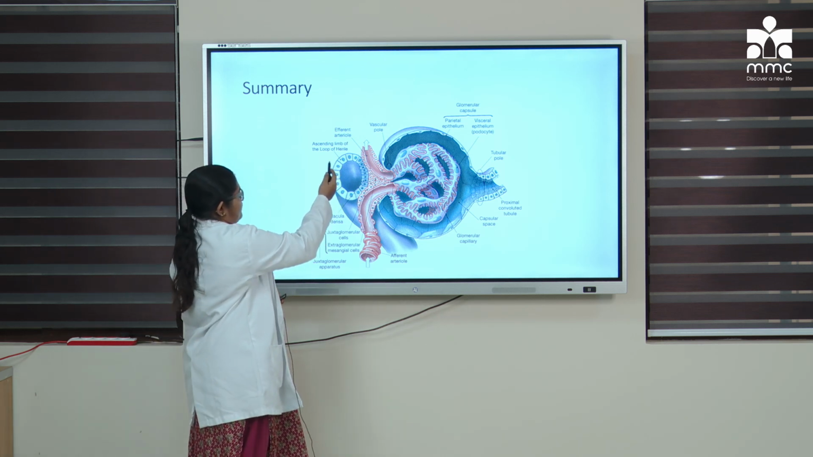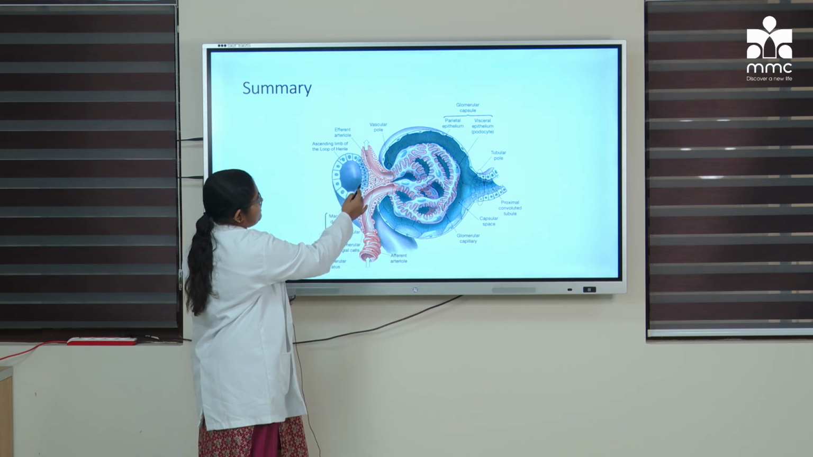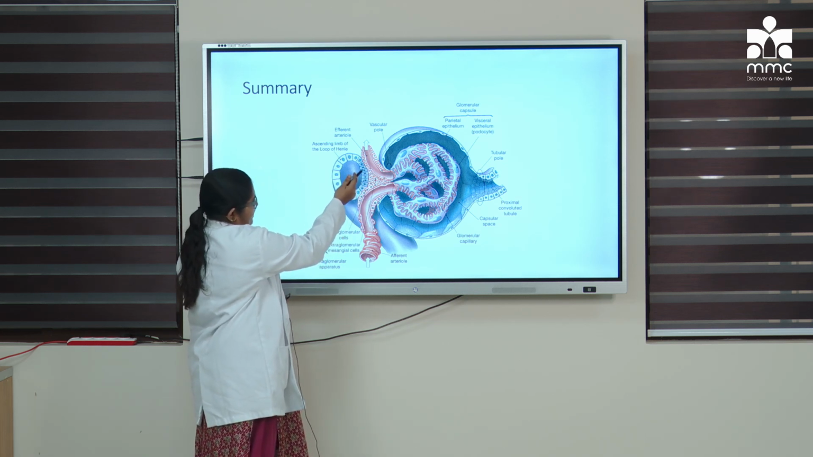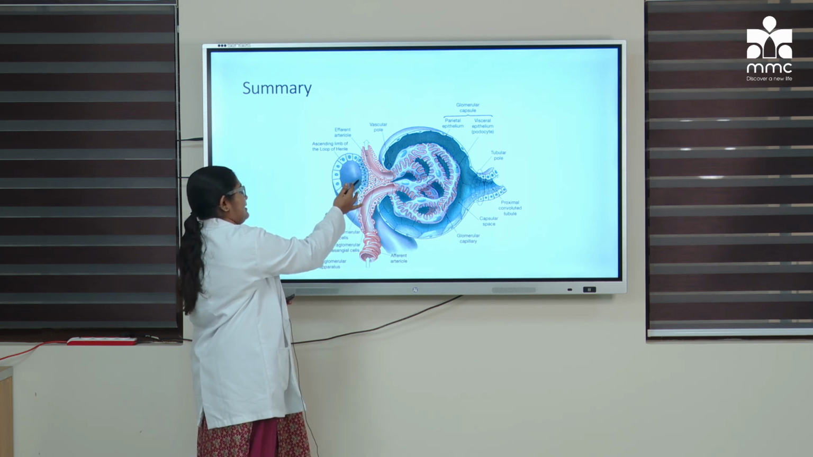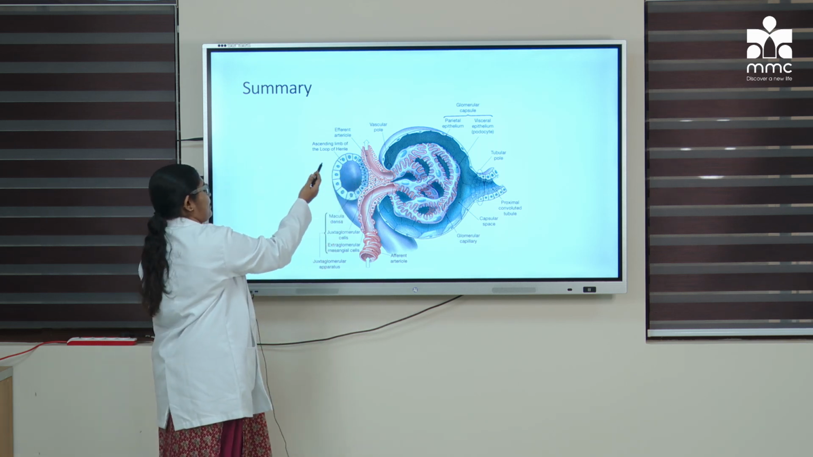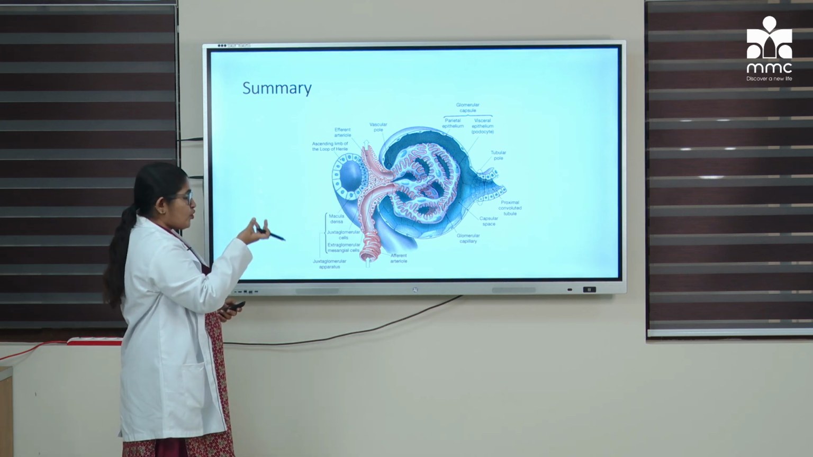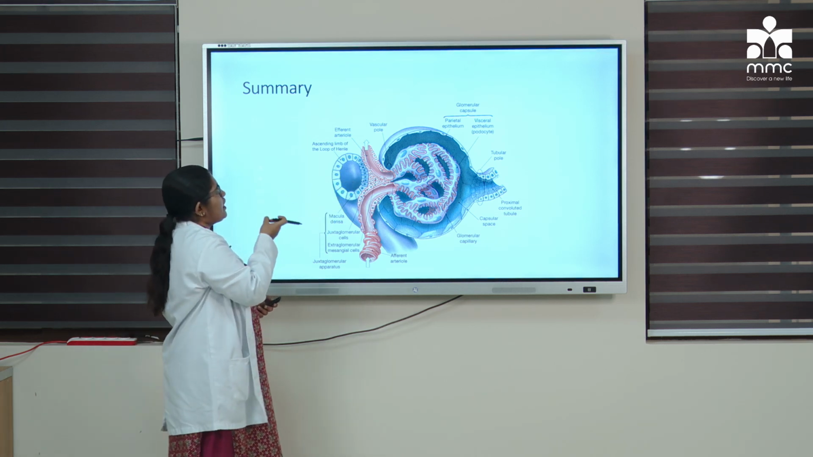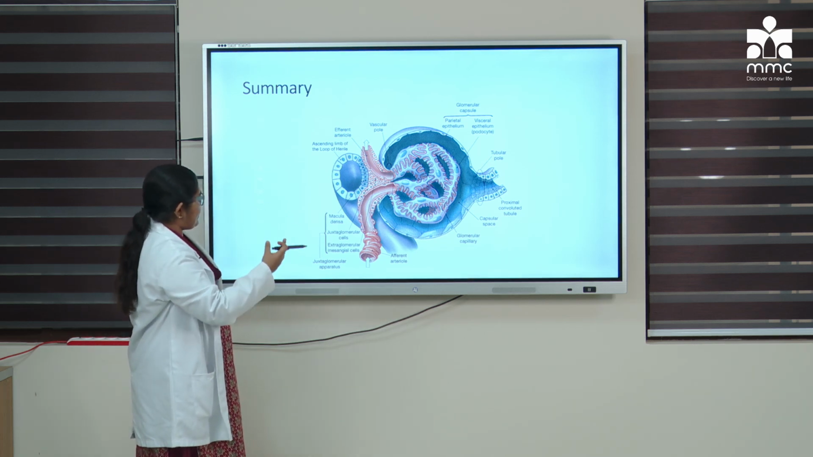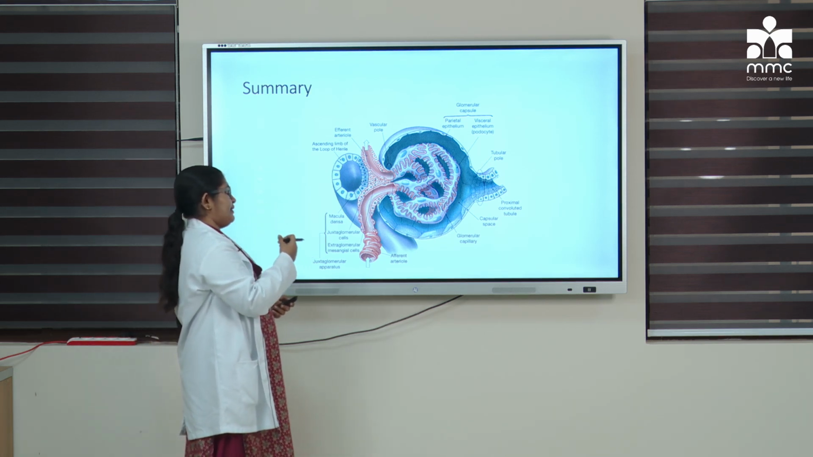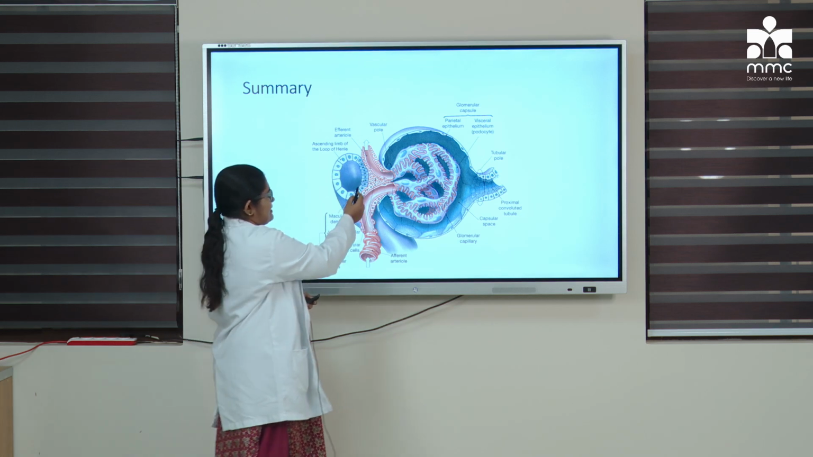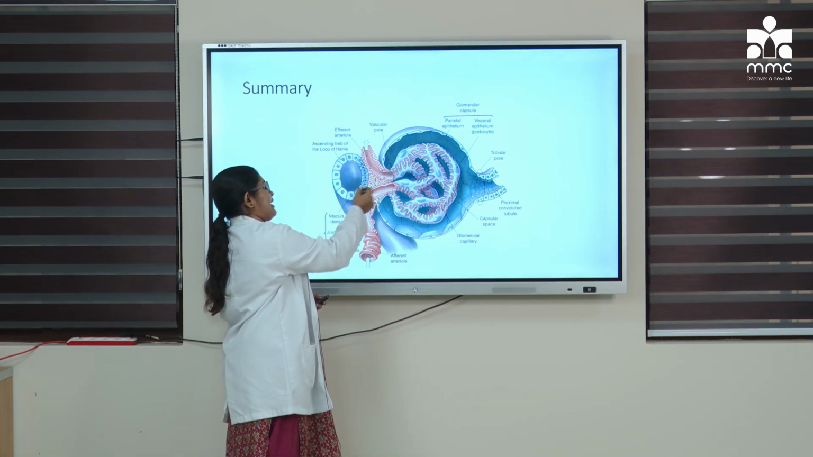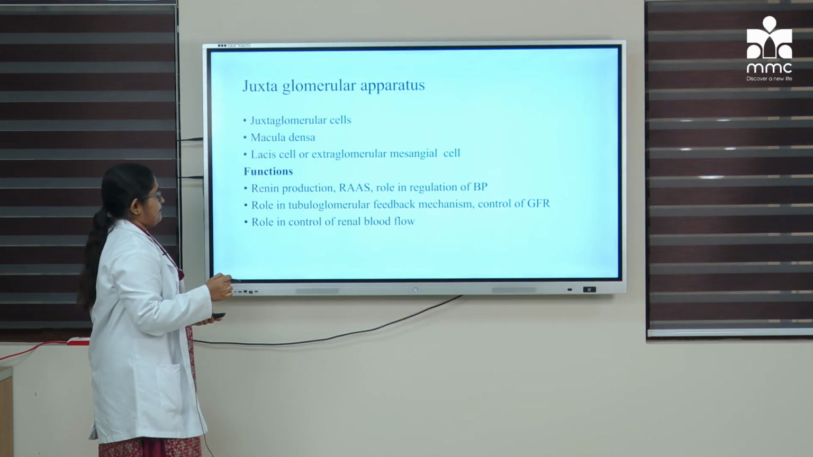Then after that we have the thick ascending limb of loop of Henle. This portion here, you can see the cells are much taller and narrow with the nuclei closely packed together. These cells are the macula densa. They sense the sodium chloride concentration. They are actually the chemoreceptors. They sense the concentration of sodium and chloride, and appropriately they bring about changes in the renal blood flow and the GFR. Then we have the Lacis cells, which are nothing but the supporting cells found between the macula densa and the juxtaglomerular cells.